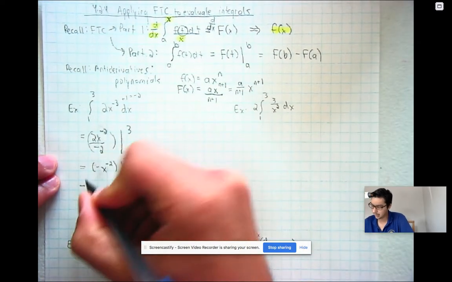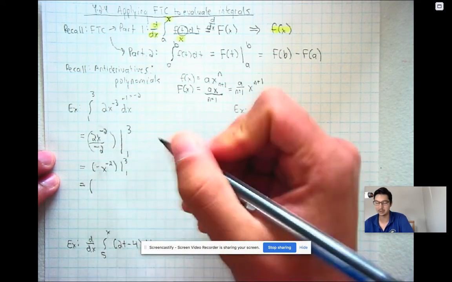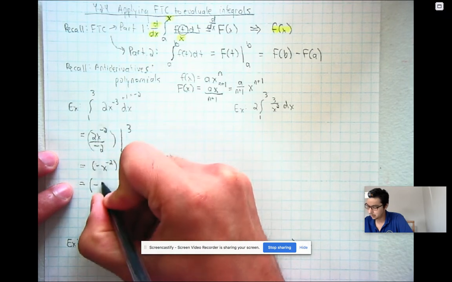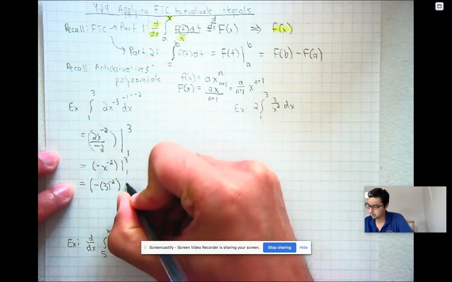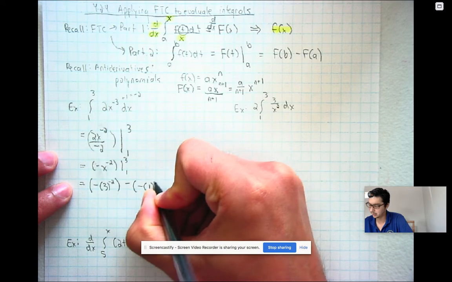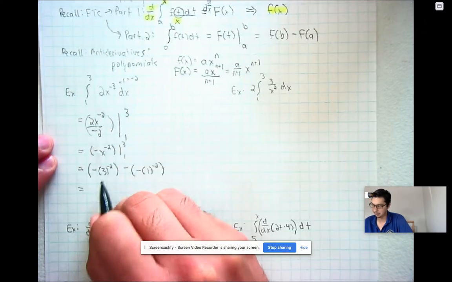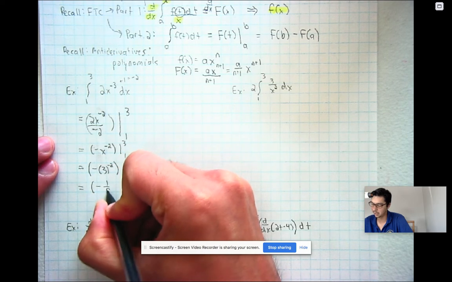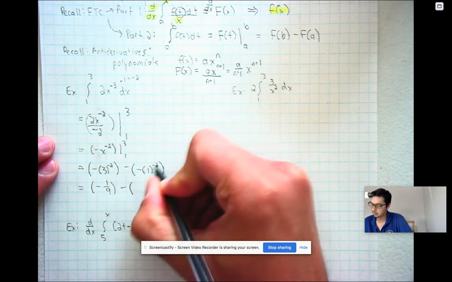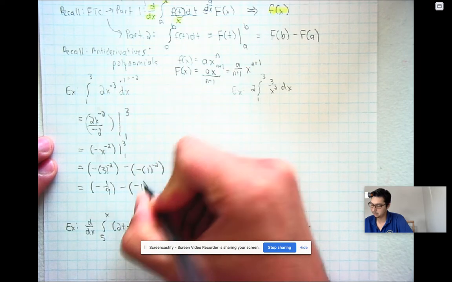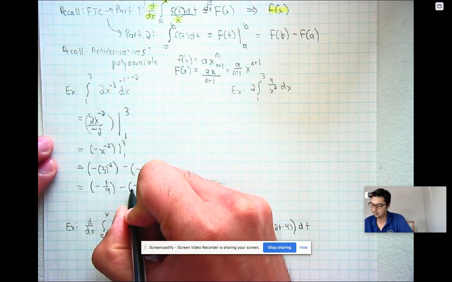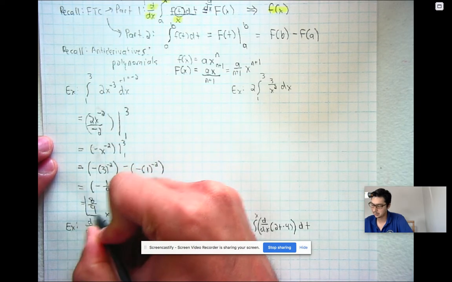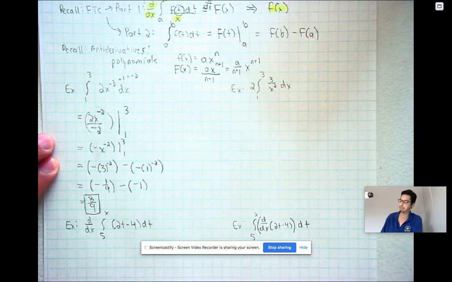And we evaluate that, and I like to always use parentheses for each bound so I don't get confused with the positives and negatives. So you have negative 3 to the negative 2 minus negative 1 to the negative 2. Remember that's dividing by that number twice, so that's really negative 1 over 9 minus, well, that's just 1, and that's negative 1. So you get negative 1/9 plus 1, which is really plus 9/9. So the answer here is 8/9. There's the answer for that first example.